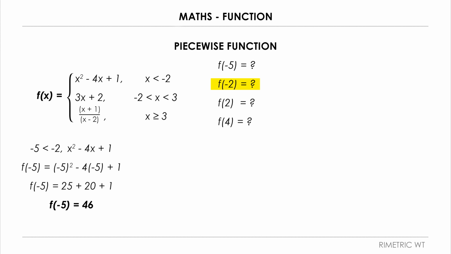The second one is f of -2. Here, -2 does not belong to any of the conditions, so it is excluded from the function. Therefore, f of -2 is undefined.